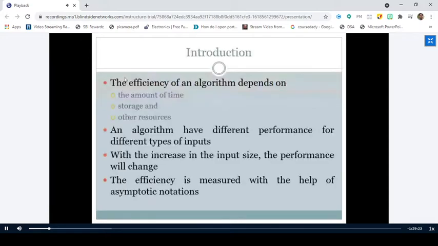Yes, sir. Right. So as I told you, an algorithm is a step-by-step process, or a step-by-step solution for a problem. And the efficiency of an algorithm depends on the amount of time. What is the equivalent terminology for this one? Time complexity. Super, right?